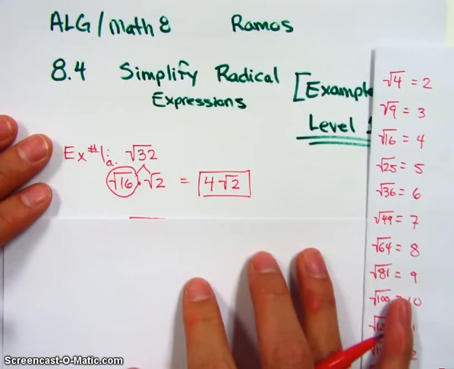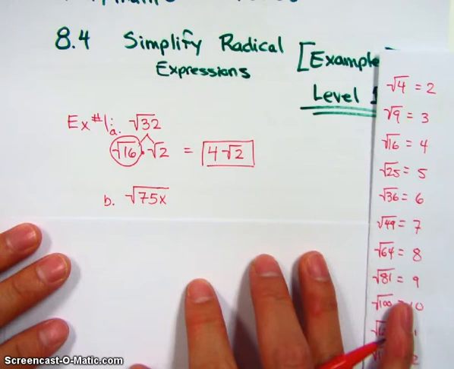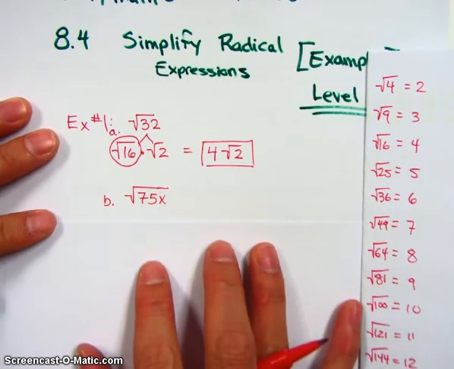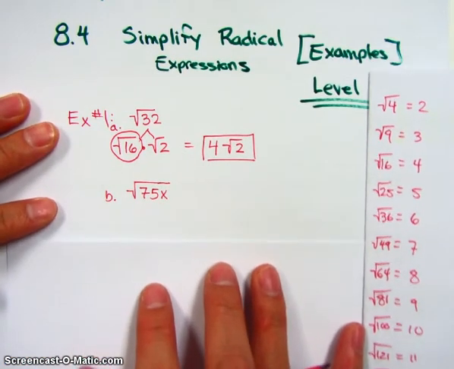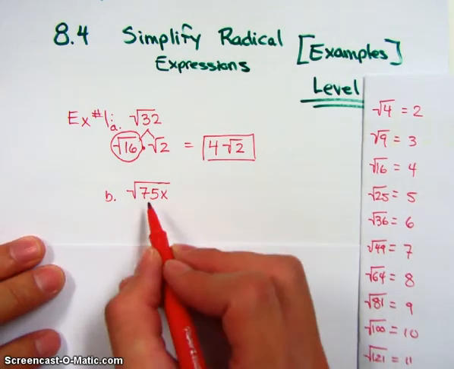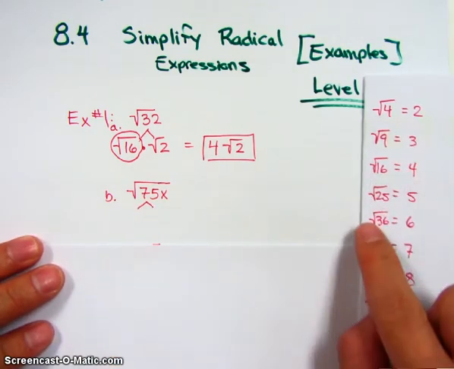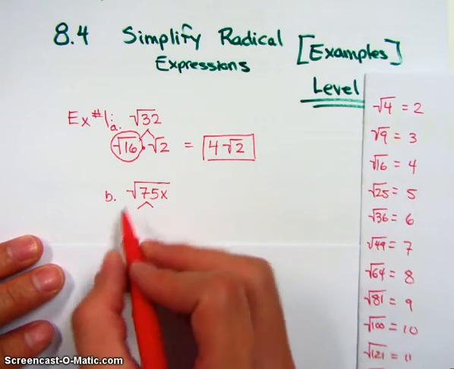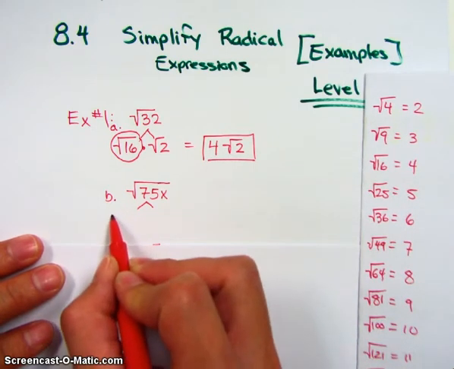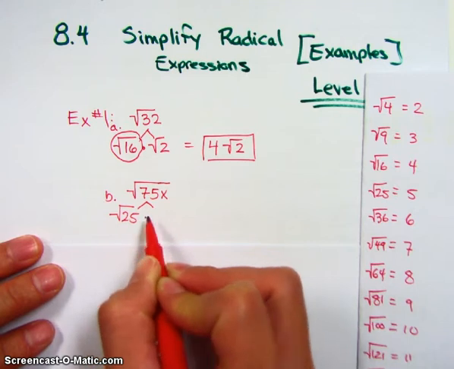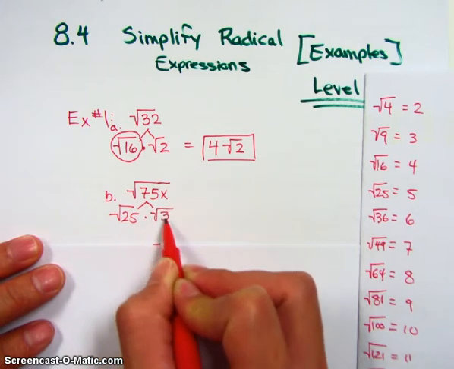Okay, let's take a look at another example. All right, so this next one, I introduced a variable here. So let's see how we can break this up. Well, 75, that comes kind of easy to me. I think of money. I say, well, 75, which one of my perfect squares? 25 is one of the factors, the largest factor. So I can say that this is really the square root of 25 times 3, right?